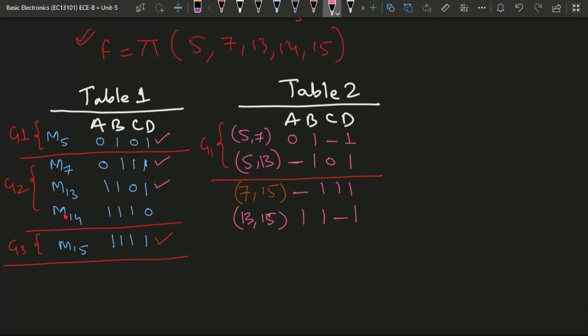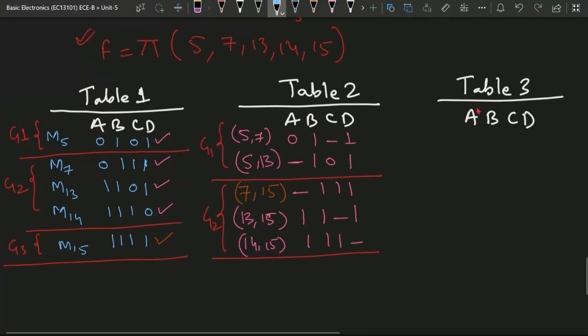14. So 14 we will be comparing. You can just see the comparison is done, and only one bit is changing. So it will be tick marked, and 14 will be paired with 15. So it is 1 1 1, and this is dash because it is not changing. So this is the group 2 of table 2.